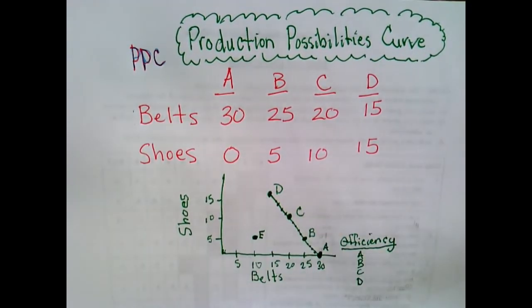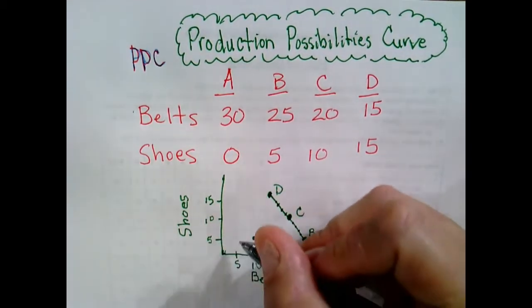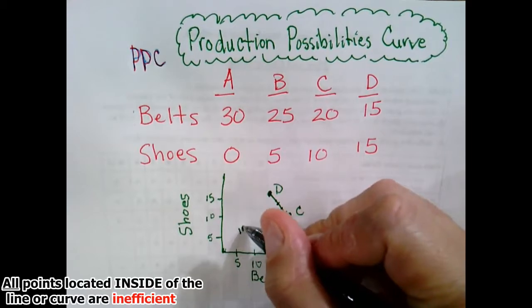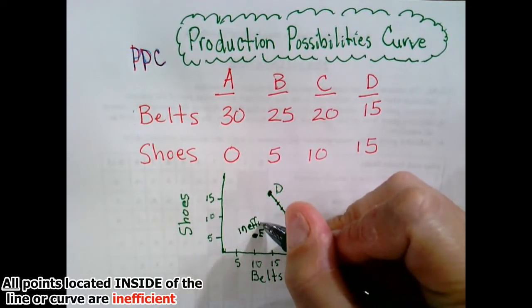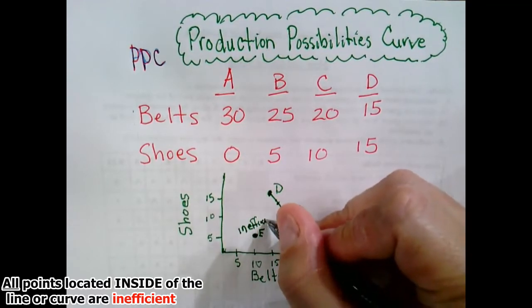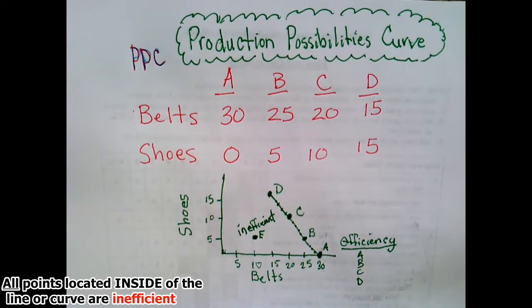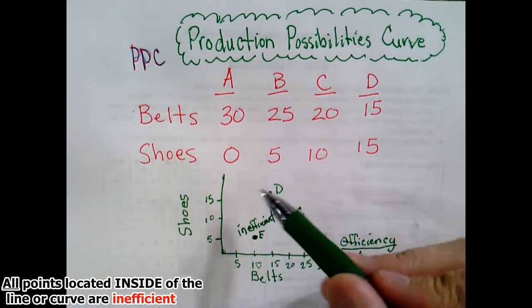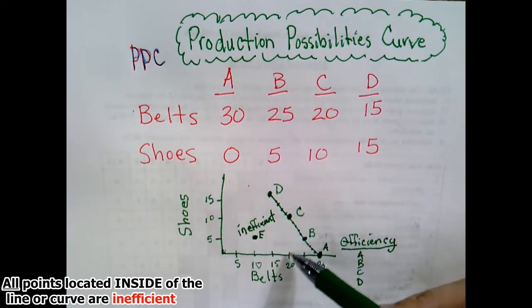If they were producing at point E, this point right here, this would be inefficient. And go ahead and write this in your notes. Inefficient. Now, it's inefficient because it's located inside of the curve, right?